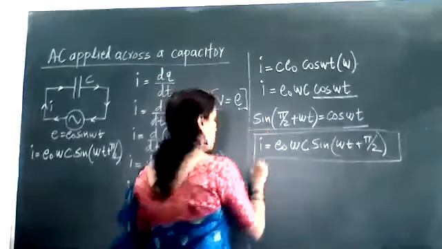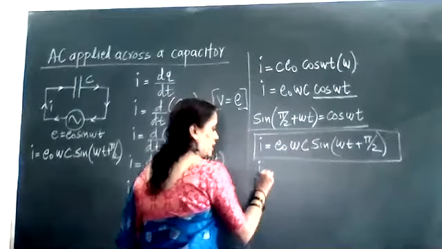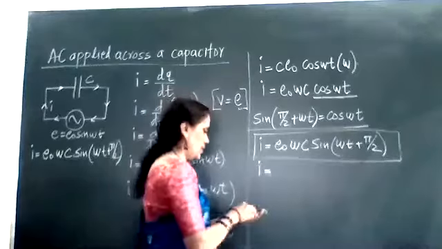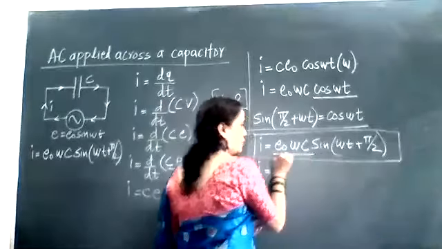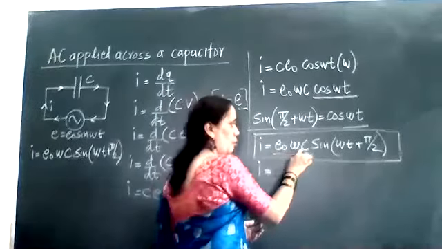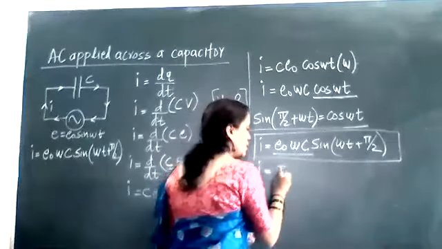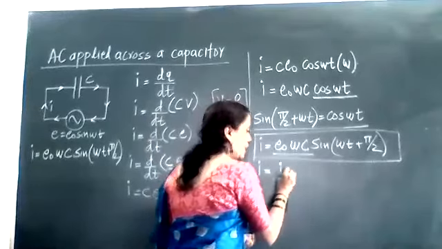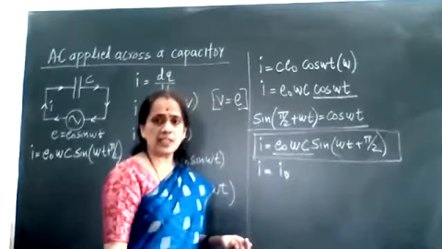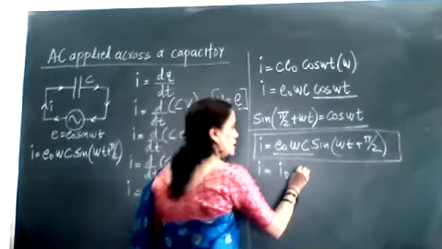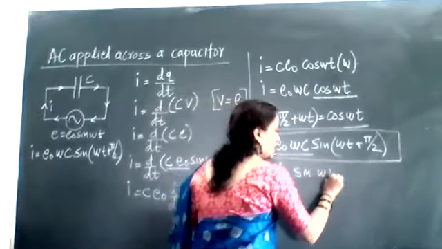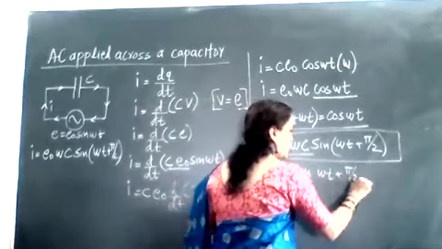Clear? Now here this current equation I can write down I is equal to, instead of this E0 omega C, here I can put the term which is nothing but the peak alternating current, that is small I0, sine of omega t plus pi by 2.